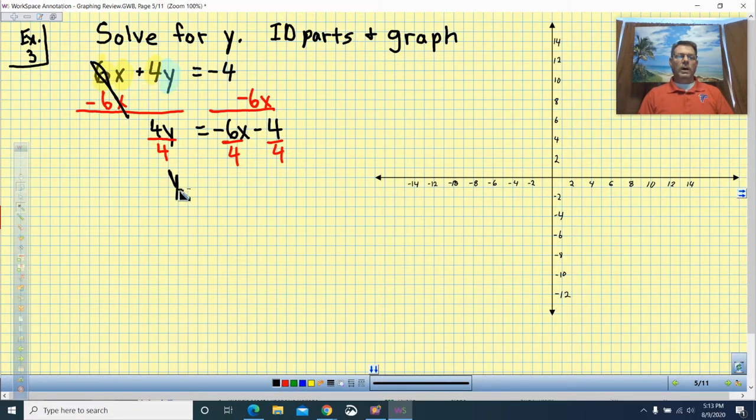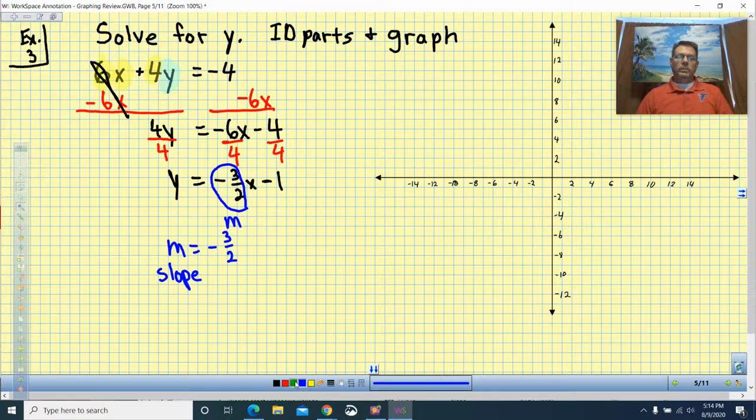Sure does. It's y equals, what's 6 over 4 reduced to? That's going to be negative 3 over 2 x, and then negative 4 over 4 gives me negative 1. So what's the next thing? It says ID the parts. Well, this right here, that's m. Okay, so m equals negative 3 over 2, also known as slope.